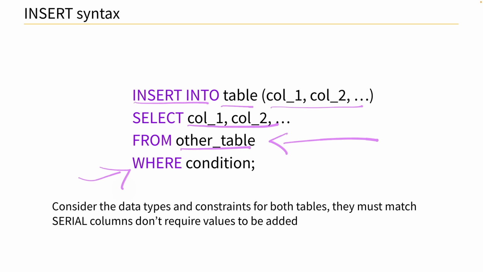So again, I'm going to read this bottom part: consider the data types and constraints for both tables. This should make more sense, because we're working with other tables, and they must match. Serial columns don't require values to be added because they're auto incrementing and they take care of themselves. But the key point is they must match, or you will get an error. Okay, so let's jump into pgAdmin and insert some values into our new database and tables.